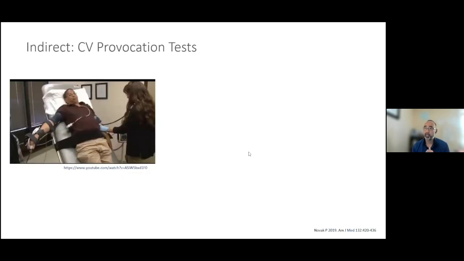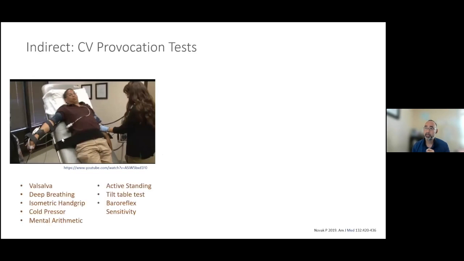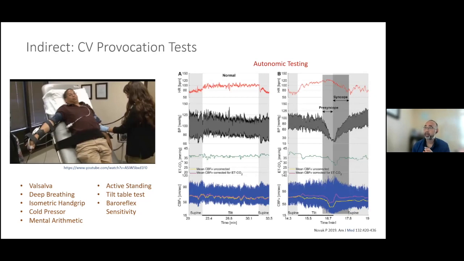So what are the indirect assessments? You have in most hospitals an autonomic lab or an autonomic testing lab. This is a picture that I took from YouTube, and it has a number of devices, and you have something called a tilt table test. What they do in these labs is you are connected to a lot of these measuring devices, but then you introduce a lot of these provocation interventions. Valsalva is a type of maneuver, deep breathing, isometric hand grip, cold pressure, mental arithmetic, active standing, tilt table, baroreflex sensitivity. I'm not going to go into details about that, but when they do that intervention, they are continuously assessing heart rate, blood pressure. In this case, they measure end-tidal CO2, which is carbon dioxide, and then cerebral blood flow.